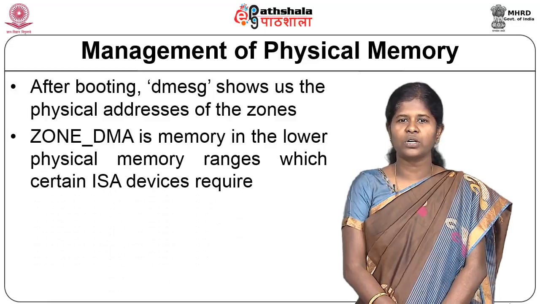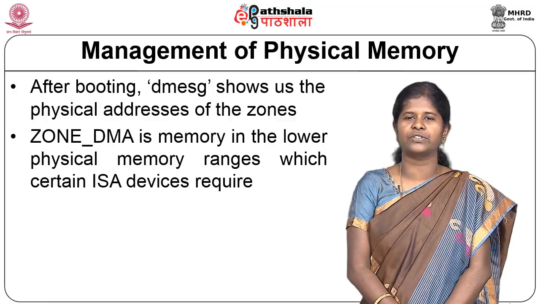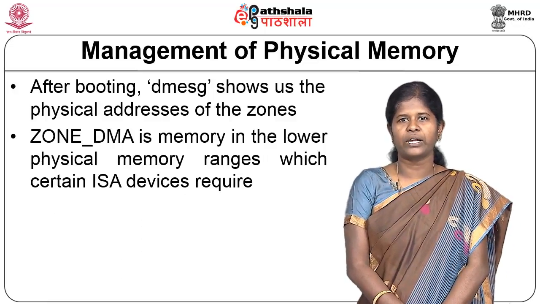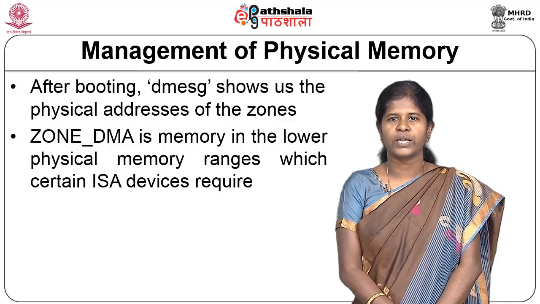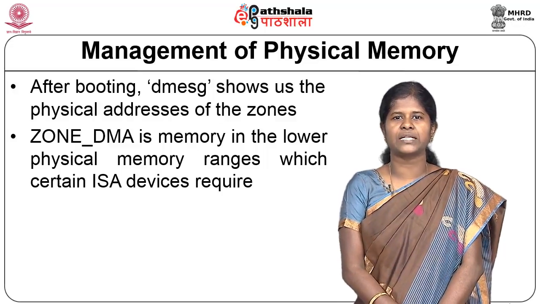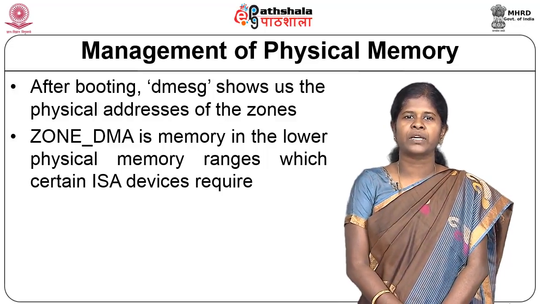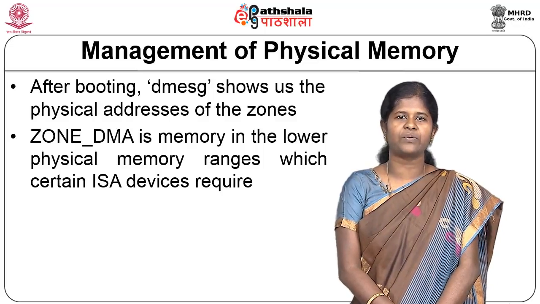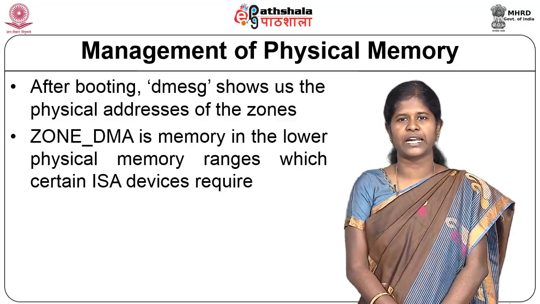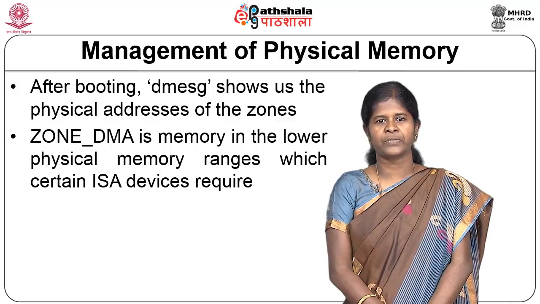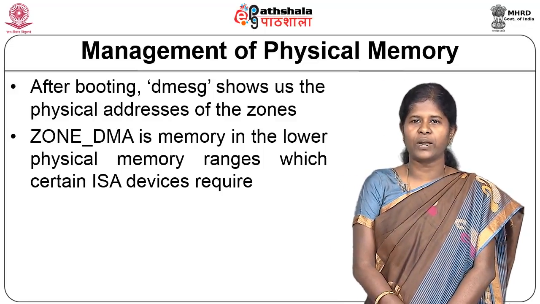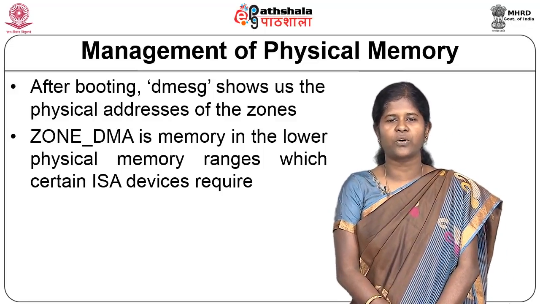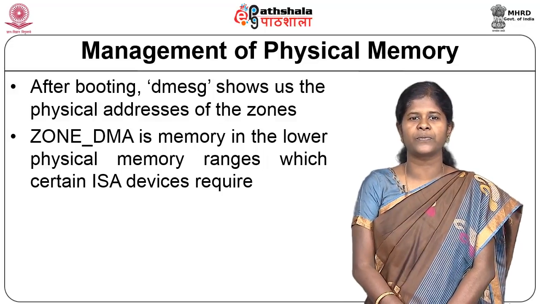If you want to see the physical addresses of the different zones that are supported in that particular machine, we can use the dmesg command. If this dmesg command is given after booting, it will show us the physical addresses of the different zones. Now we will see one after the other the different zones, what each zone refers to.